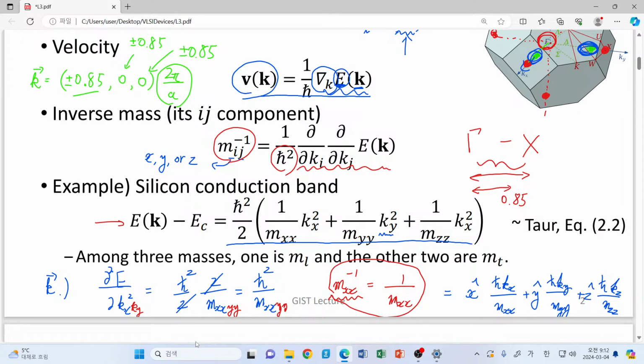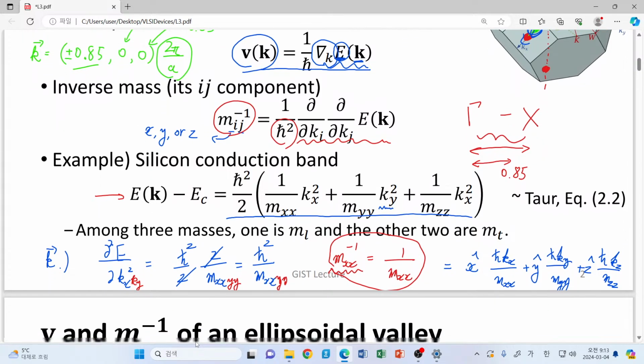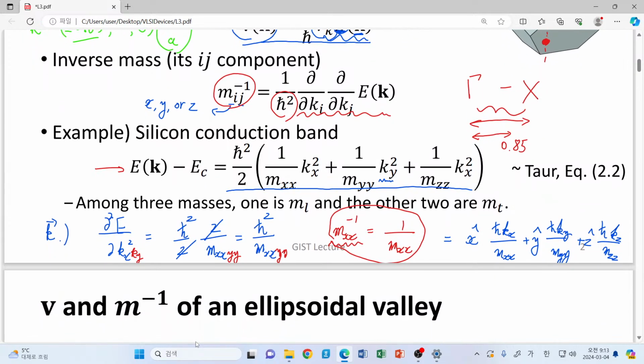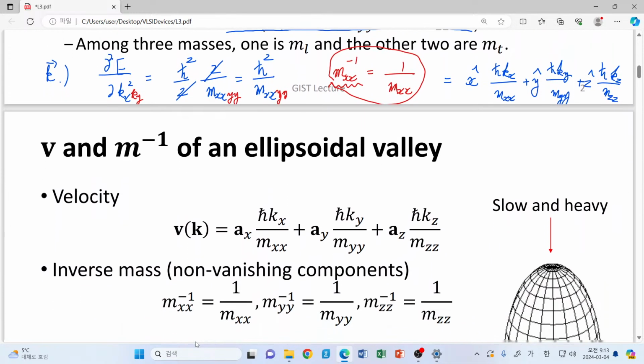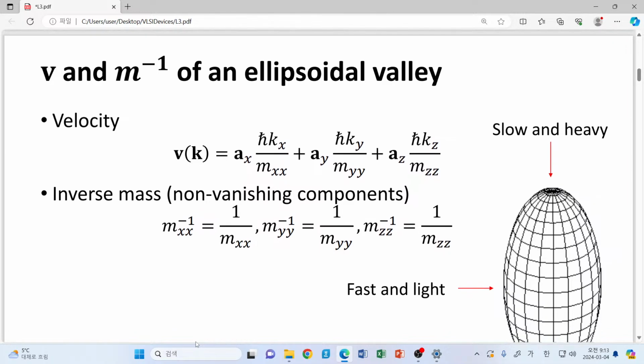So anyway, once we have the E-k relation, then following this simple manipulation, taking the first order derivative or the second order derivative, you can find two very important quantities. What are they? They are the group velocity and the inverse mass. That will determine the transport property of our certain electronic state. Okay, so that is just to summarize here.